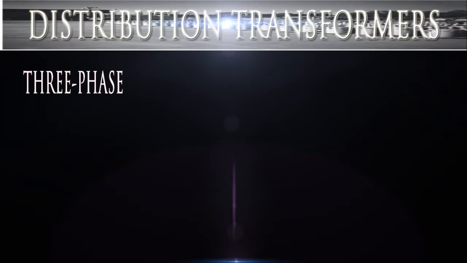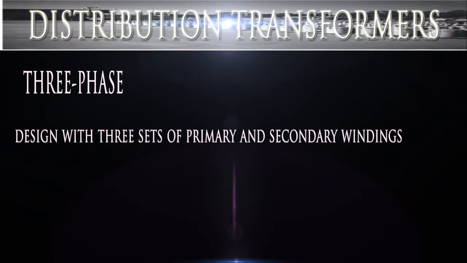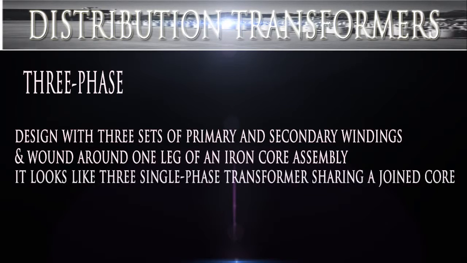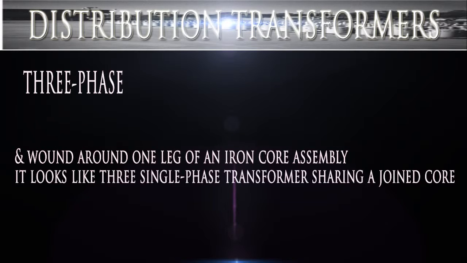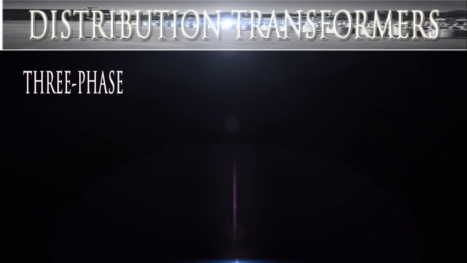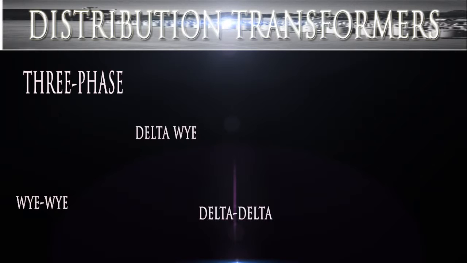Three-phase distribution transformers are designed with three sets of primary and secondary windings wound around one leg of an iron core assembly. Essentially, it looks like three single-phase transformers sharing a joined core. The primary and secondary windings will be connected in either a Y to Y, delta to delta, delta to Y, or open delta configuration, or a combination of the two to form a complete unit.